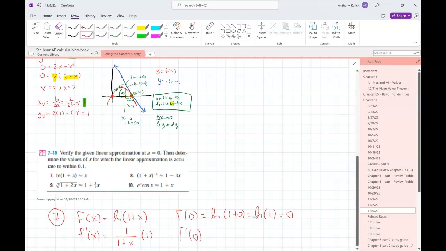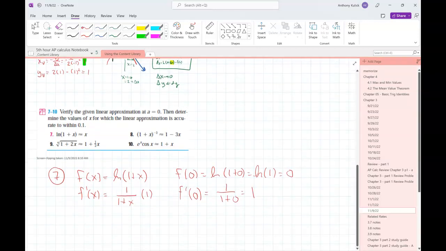So the slope then at 0, so there's that. So my linear approximation then is going to be just me using, well, let's write it as point slope form. That's the way I've been doing it. y minus y1 equals m times x minus x1.